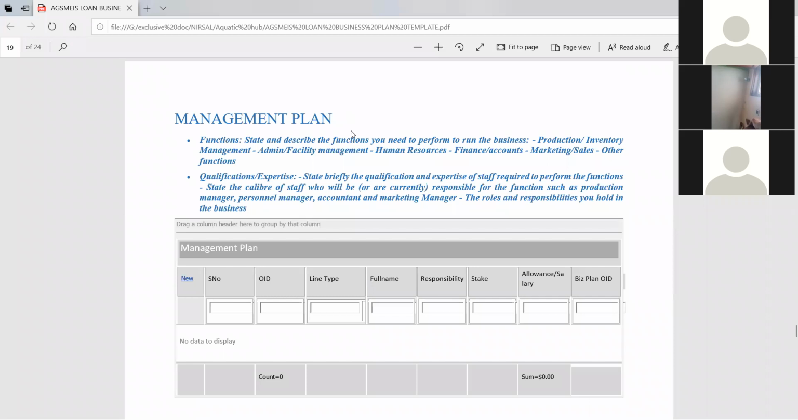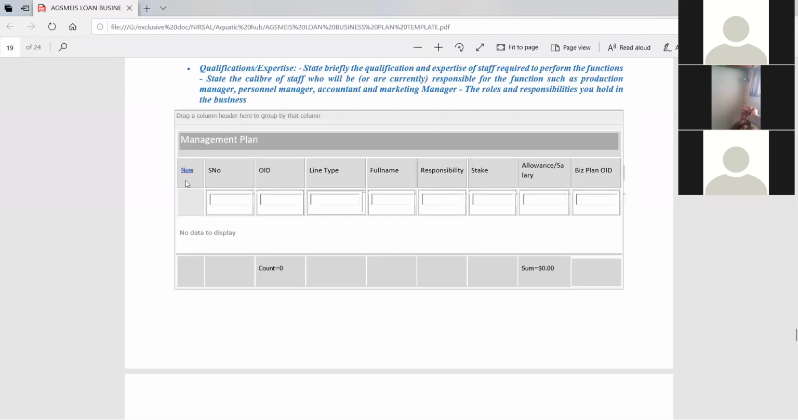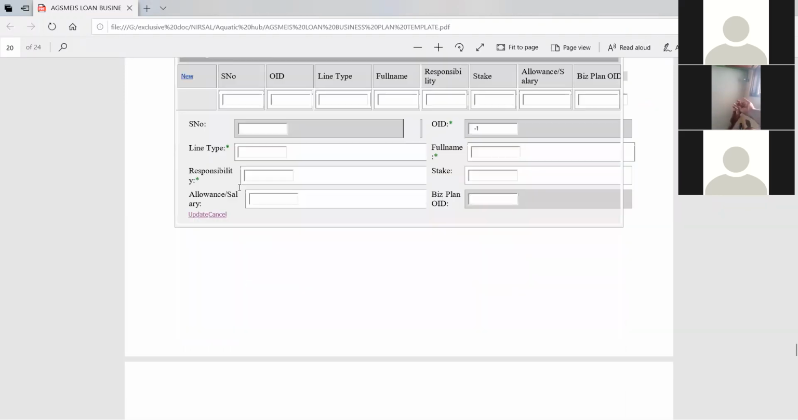Then management plan. The management plan introduces you, the owner, and the team to your business plan reviewers. So you click on new. Once you click on new, for personal responsibility, line type, start with CEO. Put your full name, your job, you ensure the continuity of the business, then stake. If you have 100% stake, put 100%. If you have other directors in the business, then put the percentage of shares that you have, then your monthly allowance or salary, put it here, leave the business plan OID. Then you update it. If you have other directors, click it, fill the same information, put their shares.